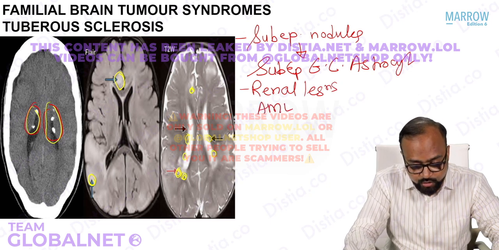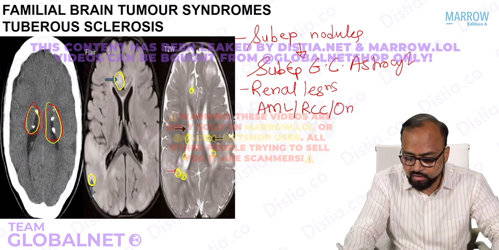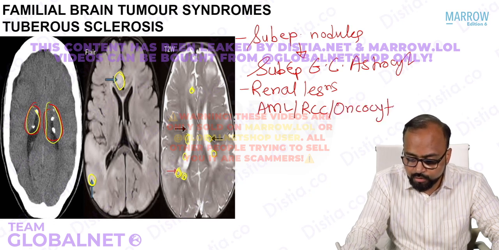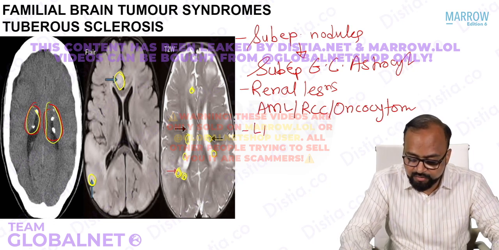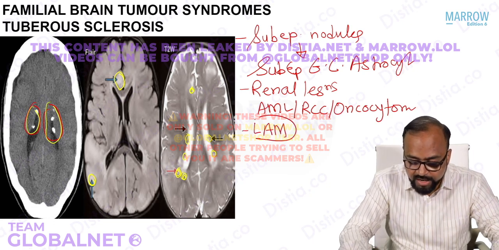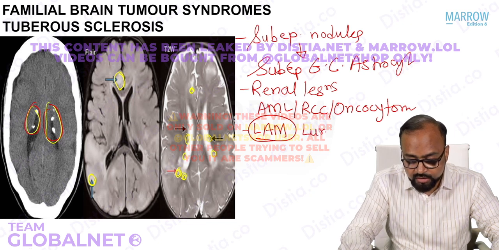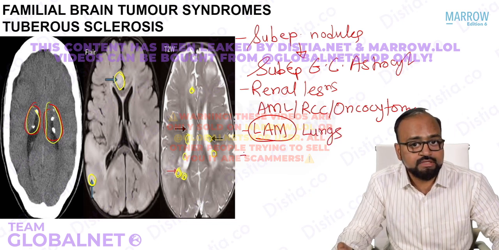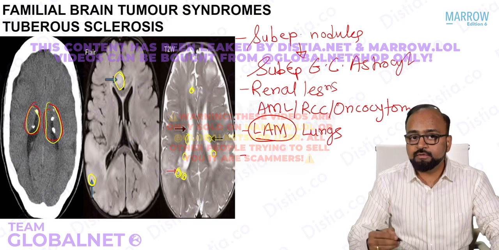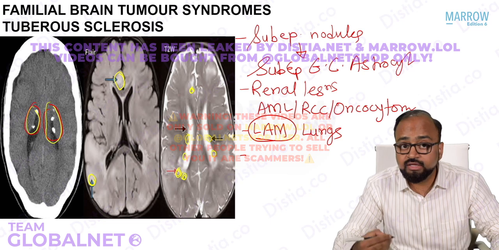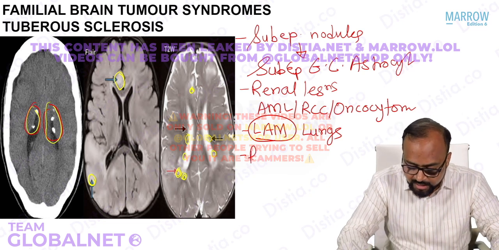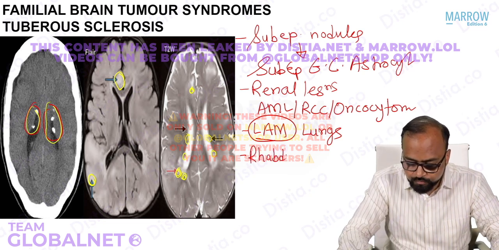There are angiomyolipomas, renal cell cancers or renal oncocytomas which are also seen. Now in the lungs, there is lymphangiomyomatosis or LAM involving the lungs. These are multiple cysts which are seen within the lungs, and this can in fact even be detected antenatally when there are certain cardiac tumors which are detected in the fetus. These are called rhabdomyomas.